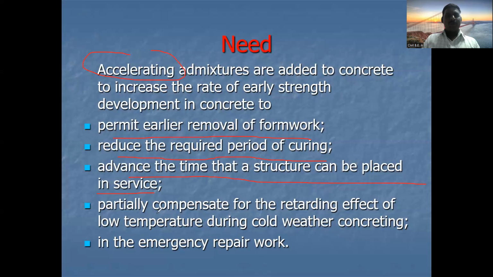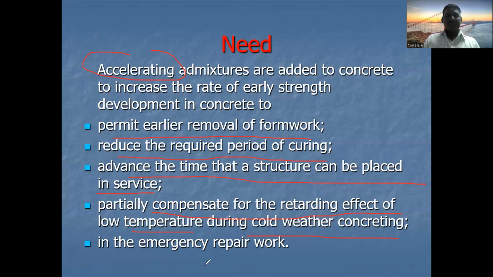Again, we can compensate for the retarding effect of low temperature during cold weather concreting. So we can compensate for the retarding effect of the low temperature also during cold weather concreting.